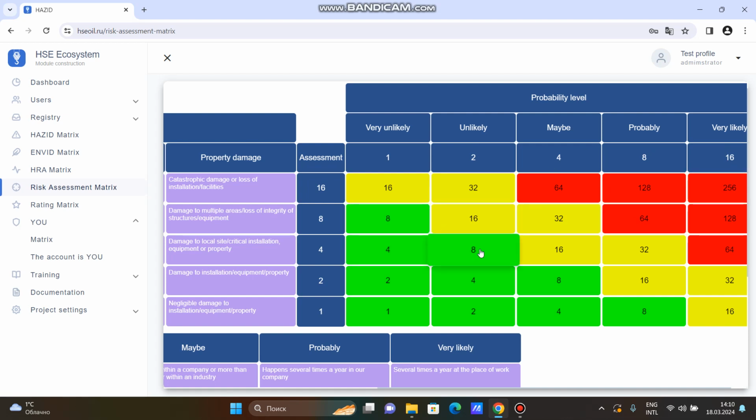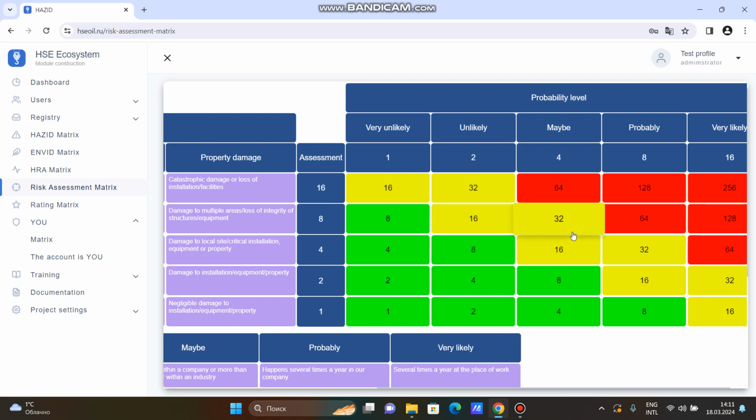What is hazard? Hazard is a severity level multiplied by a likelihood level. These two notions in total give a hazard. Hazards are classically divided into green area hazards, that is low hazards, yellow area hazards, that are medium hazards, and red area hazards.